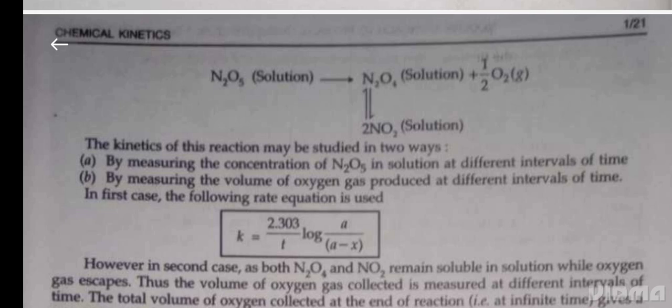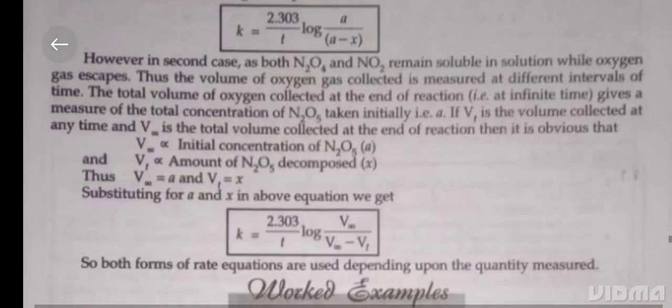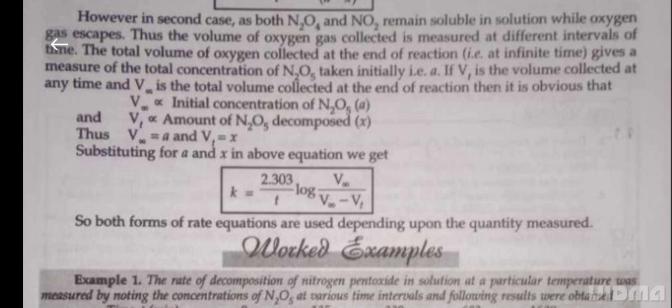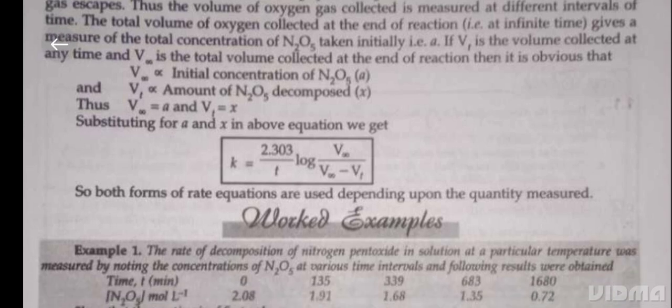In the first case, the following rate equation is used: K = 2.303/t log of a/(a - x). However, in the second case, as both N2O4 and NO2 remain soluble in solution while oxygen gas escapes, the volume of oxygen gas collected is measured at different intervals of time. The total volume of oxygen collected at the end of reaction gives a measure of the total concentration of N2O5 taken initially. If Vt is the volume collected at any time and V infinity is the total volume collected at the end of reaction, then it is obvious that V infinity is directly proportional to the initial concentration of N2O5. Vt is directly proportional to the amount of N2O5 decomposed.